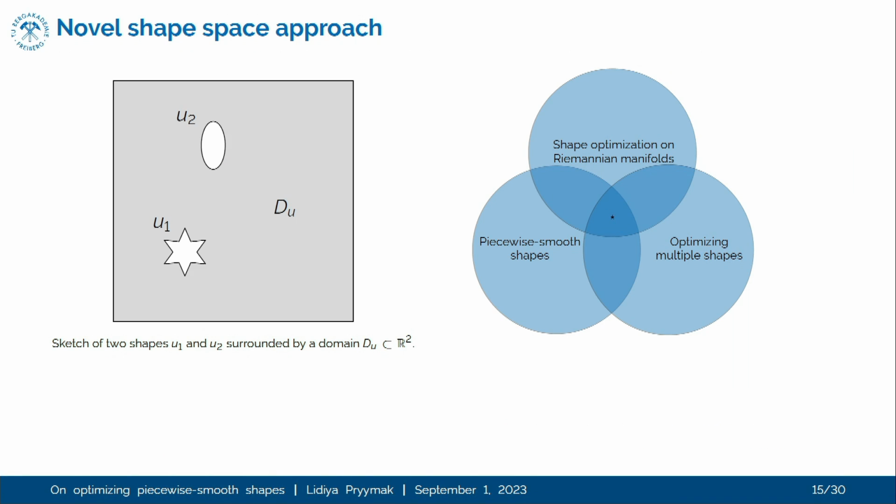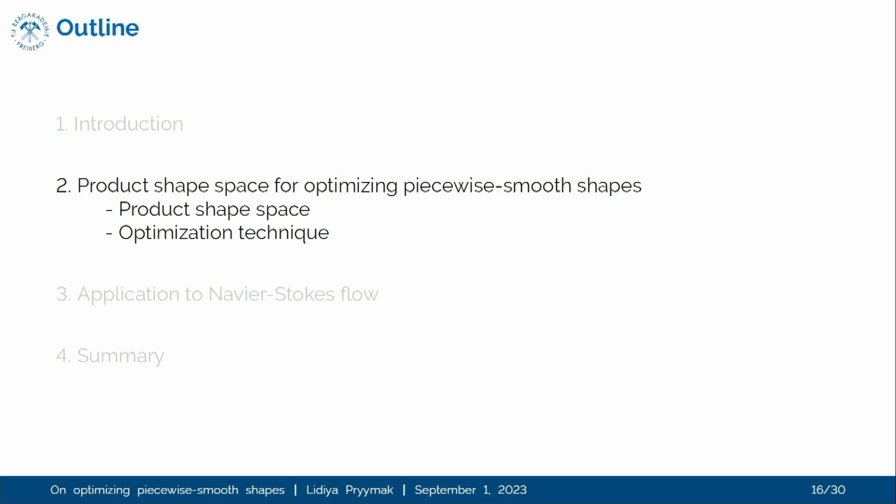So far on this introduction, what is our aim? We want to have a shape space which enables us to optimize multiple shapes, which may be smooth or maybe non-smooth. So for this, our aim was to define a novel shape space, which I will introduce now.